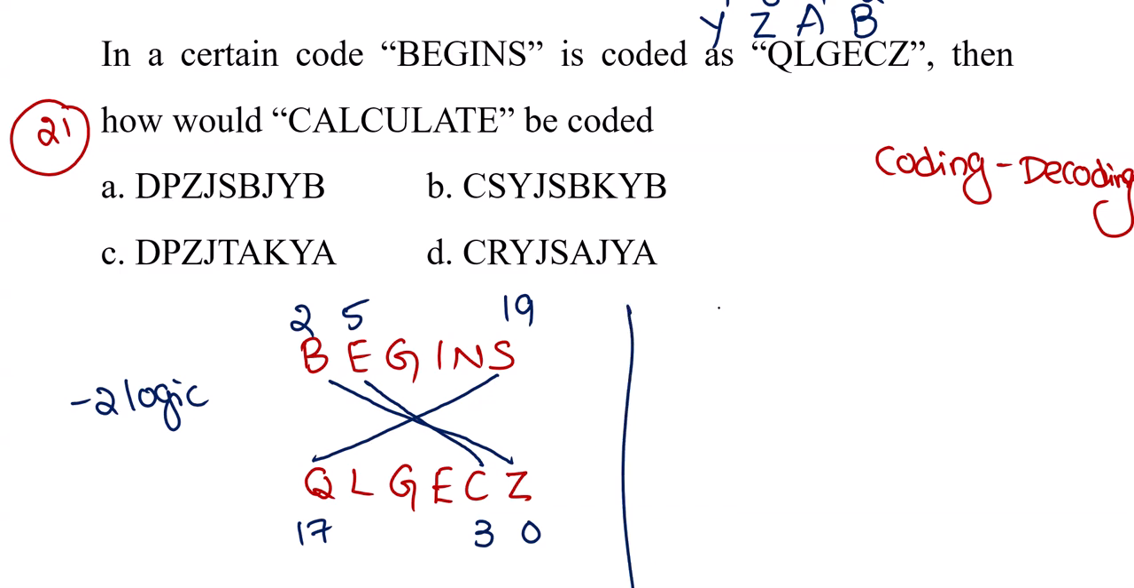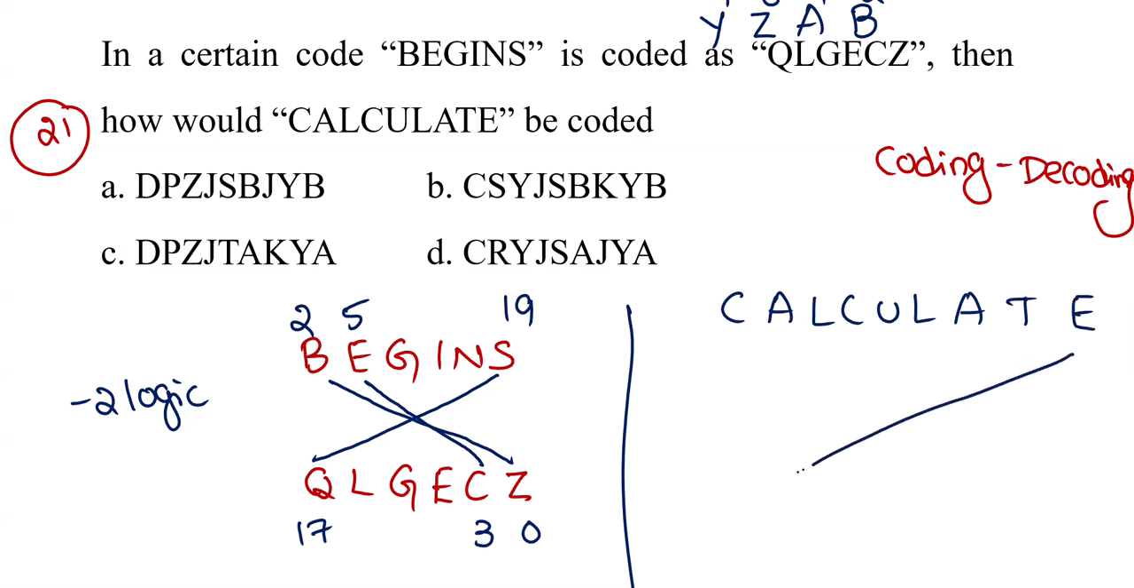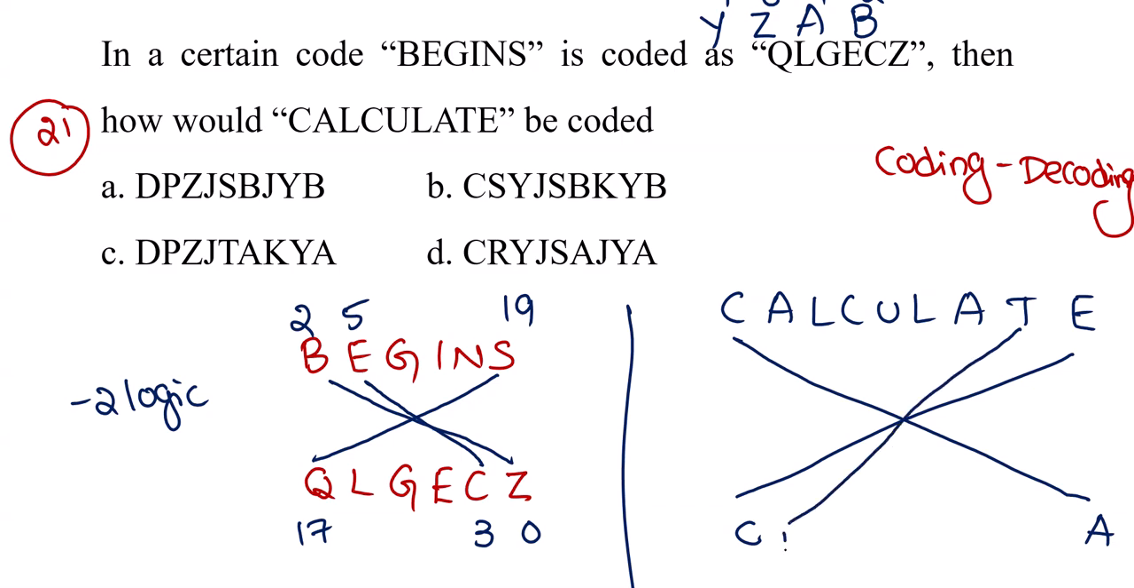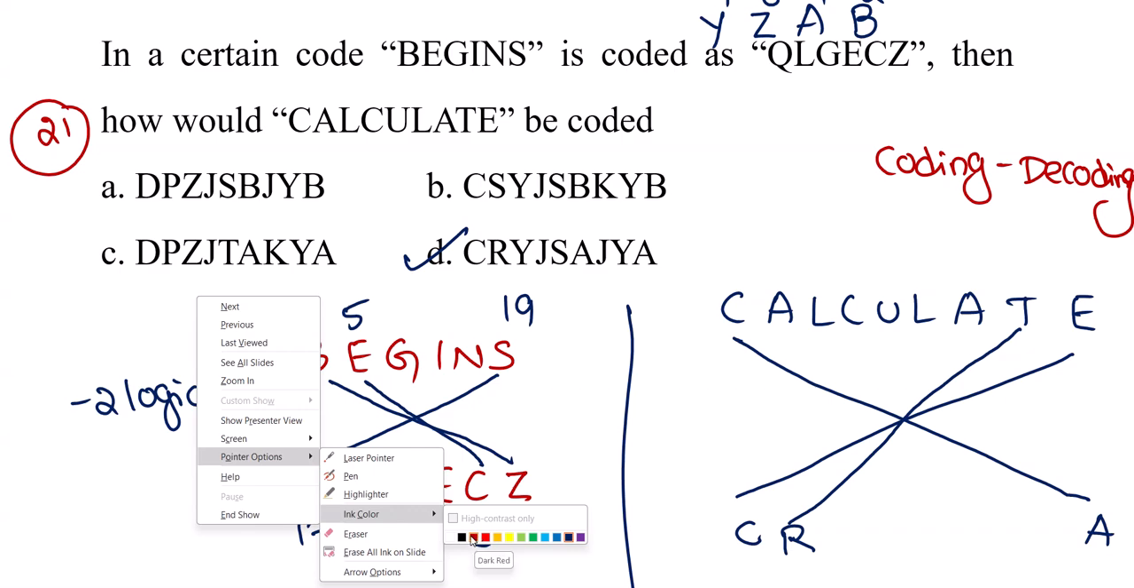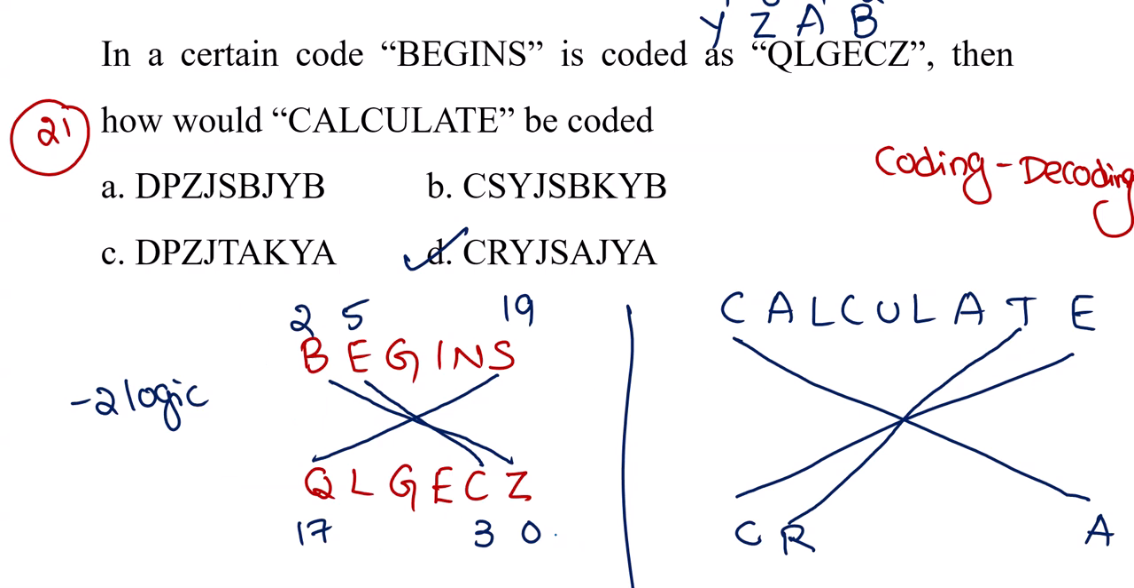Right. So if you apply the same thing for calculate, for E we'll get C. For C, we'll get A. For T, we'll get R. With CR, we have only one option. I think we can go with option D. Starting with C, ending with A, only one option, right? So -2 logic. Don't go for entire decoding of that. We are done with the question. Why waste the time, right? It's like -2 logic or skipping one letter back.